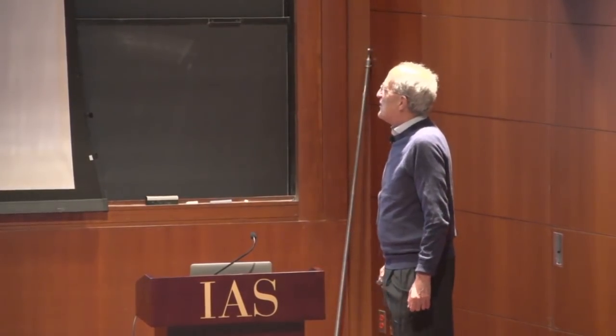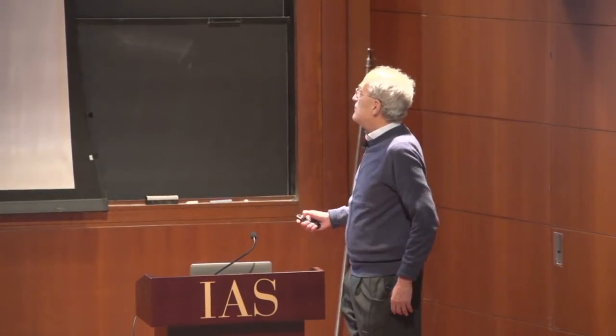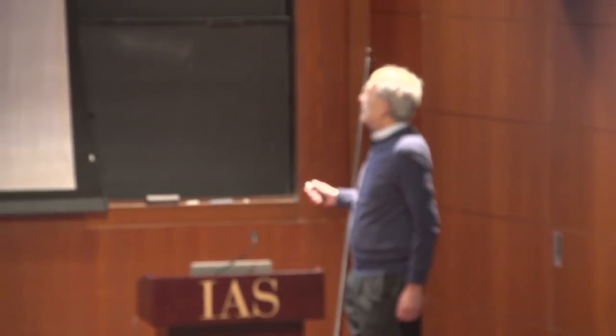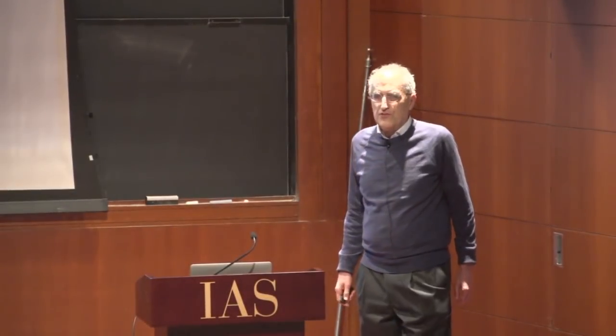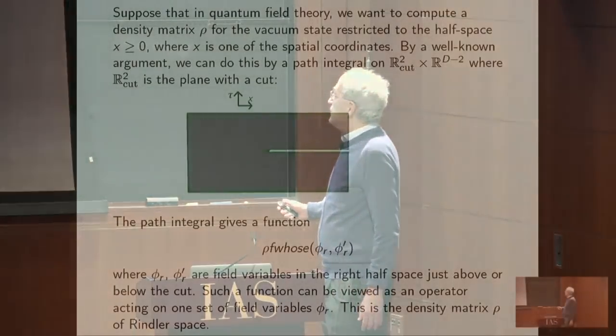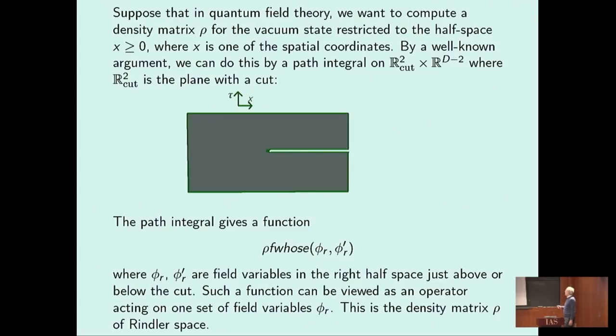Okay. So I'll be trying to develop a version of the replica trick to calculate the entanglement entropy of the vacuum in string theory. So let's first remember the replica trick in field theory. In quantum field theory, we want to calculate a density matrix rho for the vacuum state in a half space, where the half space, let's say, is non-negative x, where x is one of the spatial coordinates. And there's a well-known argument that you can do this by a path integral on a cut version of R2 times the remaining coordinates. So R2 parameterizes the time and also x, where we have localized the half space.